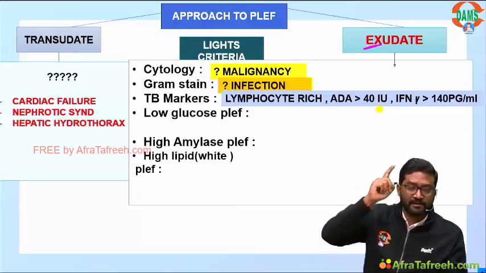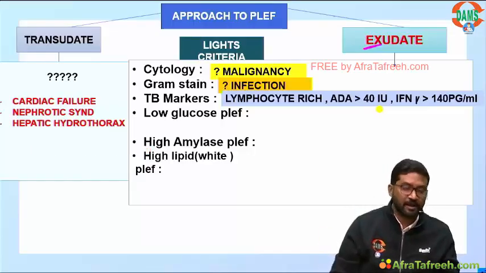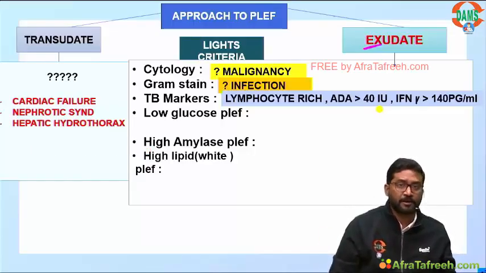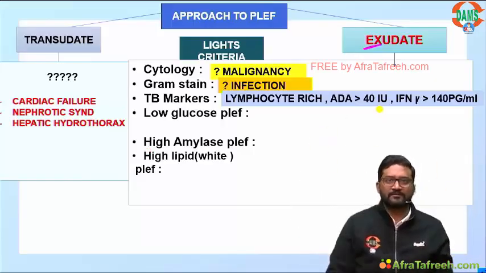So that's why it is lymphocyte rich. ADA more than 40 international units. Interferon gamma more than 140 picogram. Whenever there is TB inflammation, all these tend to increase in your body.